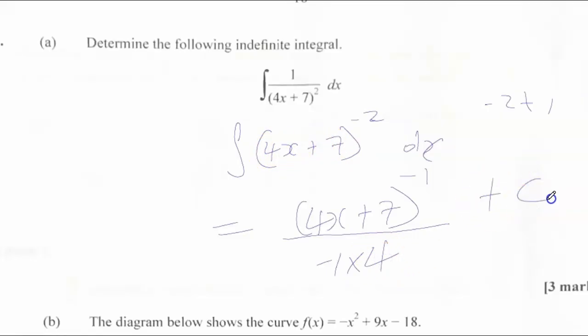And remember plus c. And we can also rewrite this by bringing it back down. So this is negative 1 over 4 times (4x plus 7) to the positive 1, because the power becomes positive when you bring it down. That's another way you can rewrite it, or you can leave it like this. Either way, it doesn't really matter.